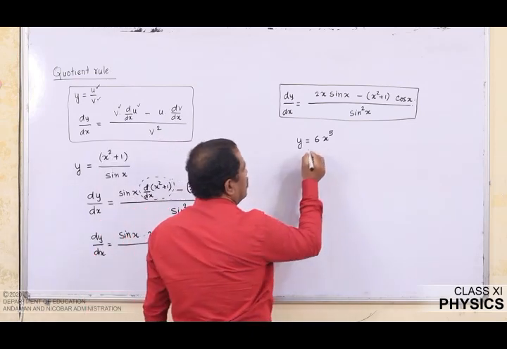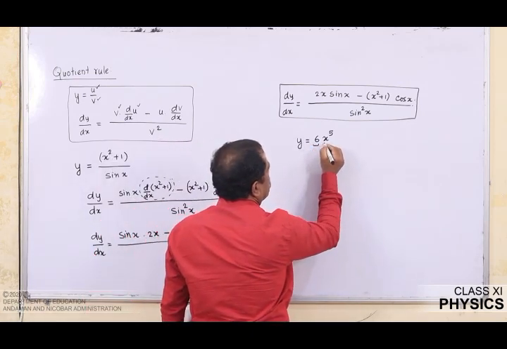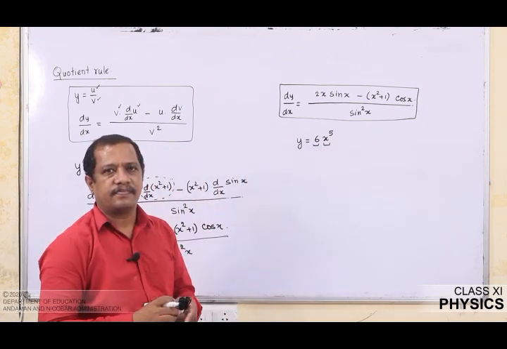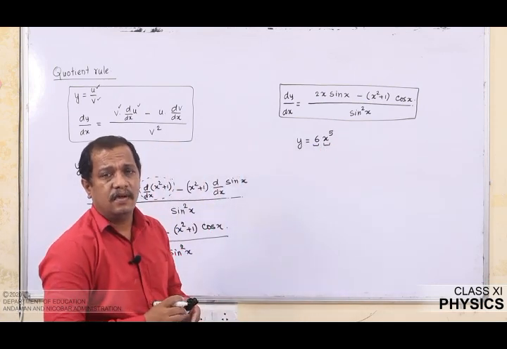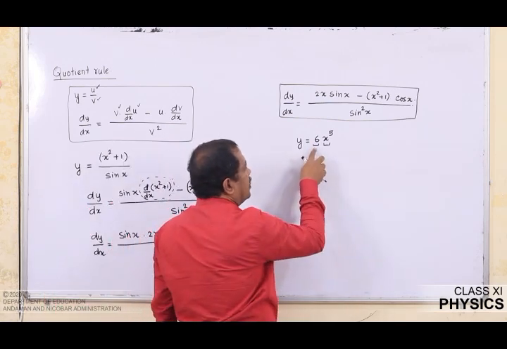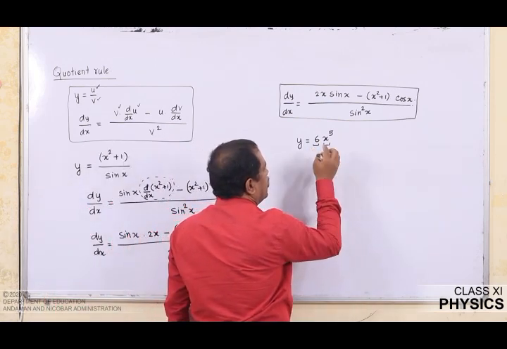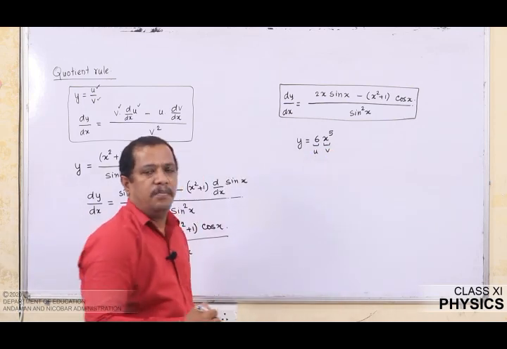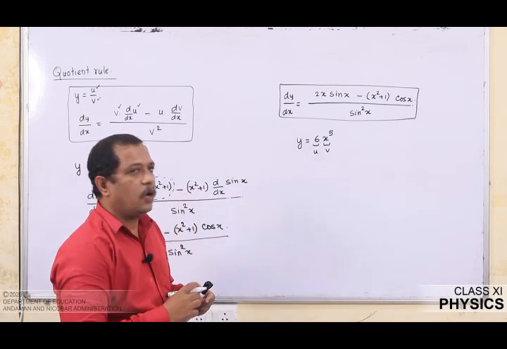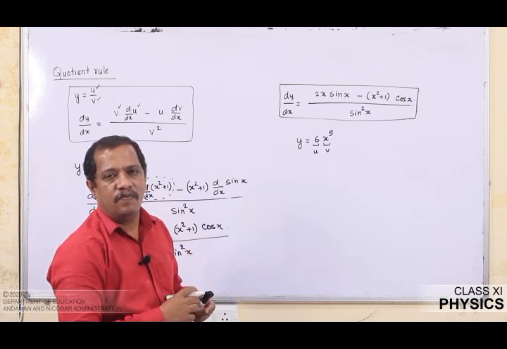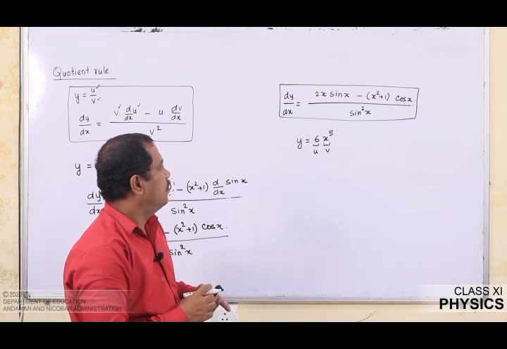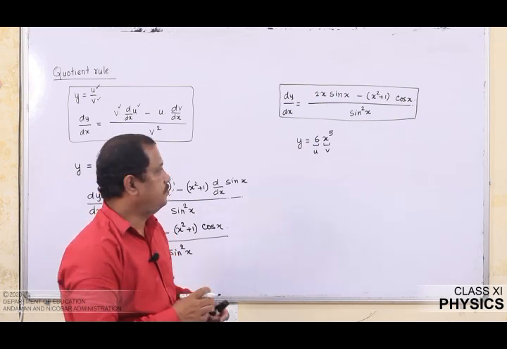Here I have 6 and here I have x power 5. So, these are two factors. If I consider this factor as u and this as v, may I use the product rule? And if I use the product rule, will I get the same result? Of course, you can use it. Let us check whether we are getting the same answer or not.